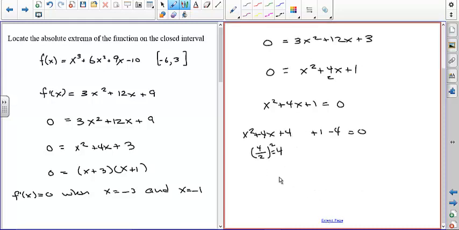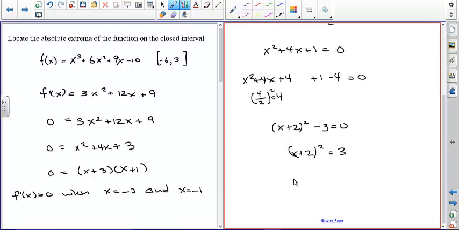And then I change this into a complete square, so that would be x plus 2 quantity squared minus 3 equals 0. So I combine those two. Then I add 3 to both sides. And I get that. And then take the square root, so I get x plus 2 equals plus or minus the square root of 3. And then I subtract 2 from both sides, so I get x is -2 plus or minus the square root of 3. So those are my two solutions.